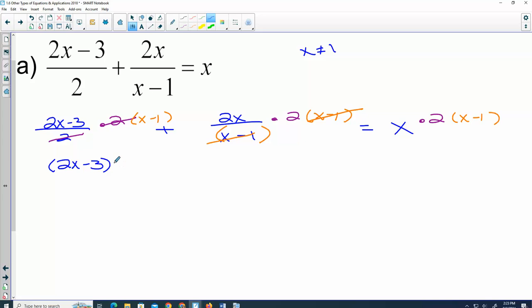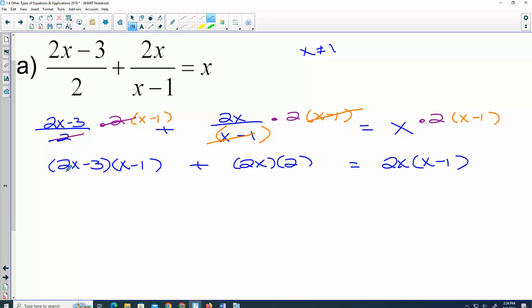So what I'm left with, and you don't have to write this step out, but I'm doing it just to show you. In the first one we have 2x minus 3 times x minus 1. Second one I have 2x times 2. Over here, x times 2, that's 2x times x minus 1. I looked at what canceled out, and this is what I have left. Is this an equation that we could solve? What would I need to do first?